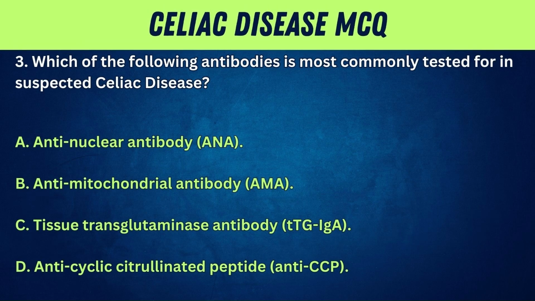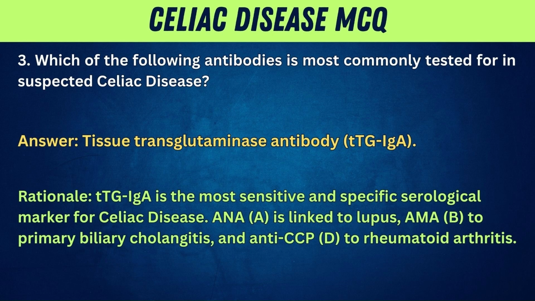3. Which of the following antibodies is most commonly tested for in suspected celiac disease? A. Antinuclear antibody, ANA. B. Antimitochondrial antibody, AMA. C. Tissue transglutaminase antibody, TTG-IgA. D. Anti-cyclic citrullinated peptide, anti-CCP. Answer: tissue transglutaminase antibody, TTG-IgA.